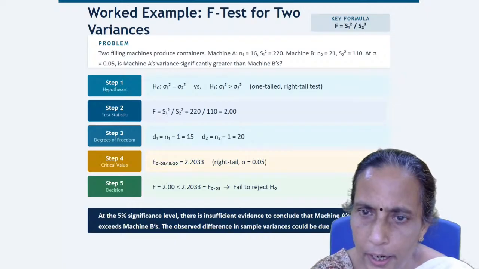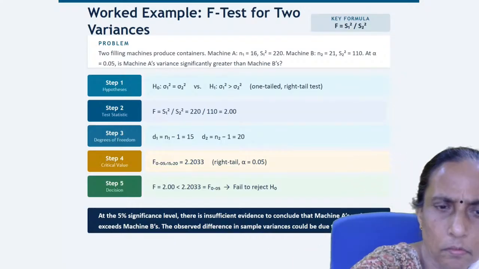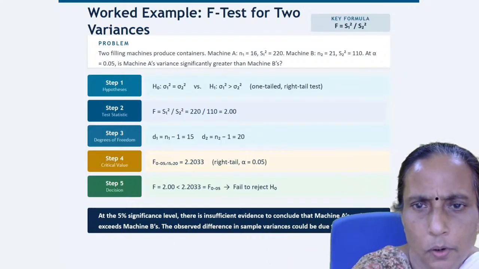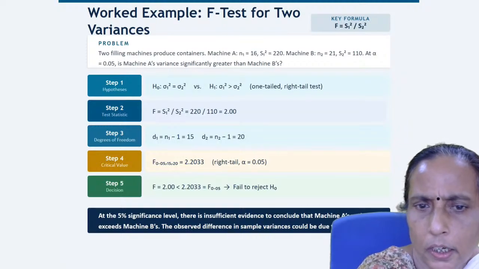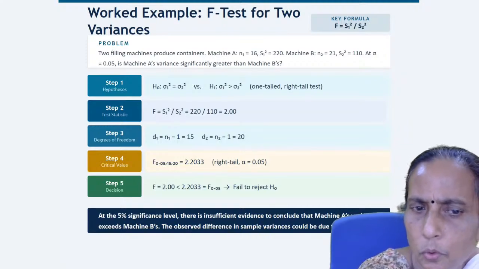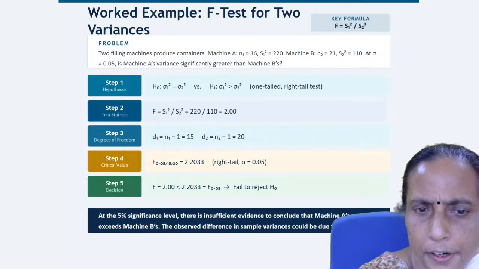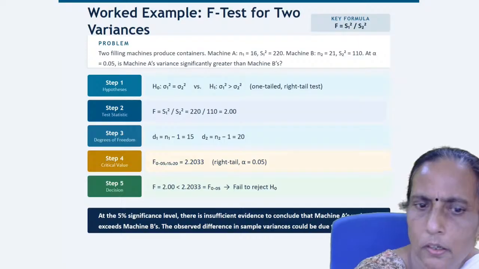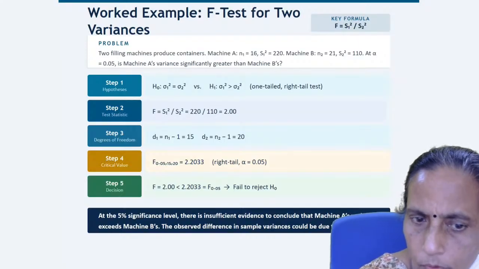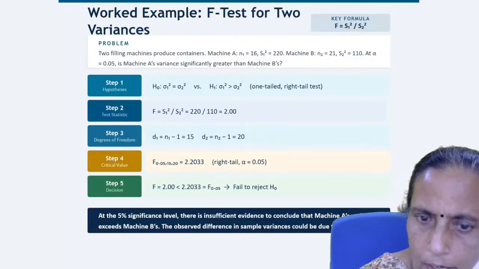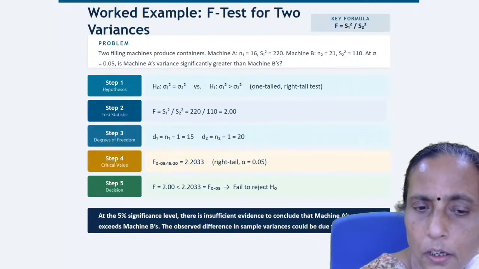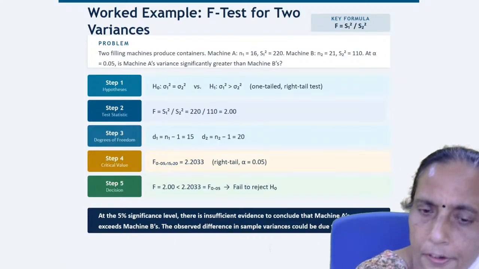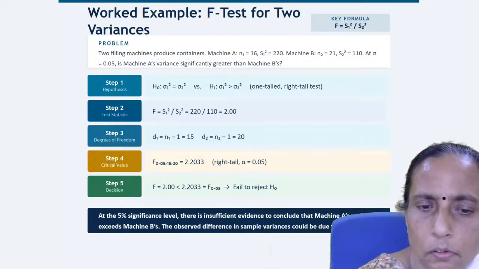It is a one-tailed, right-tail test. F is equal to S1 squared by S2 squared, which is 220 by 110, that is 2.2. So our degrees of freedom are 15 and 20. Your F value at 5% level of significance with 15 and 20 degrees of freedom is equal to this.